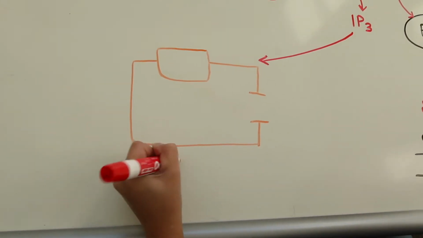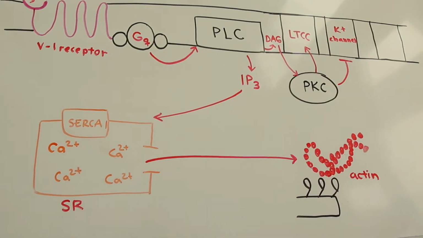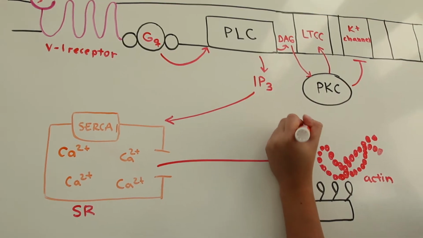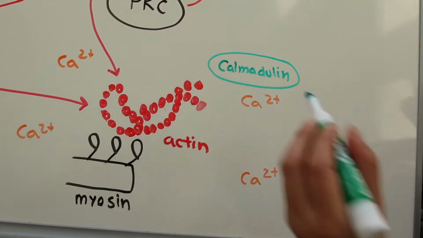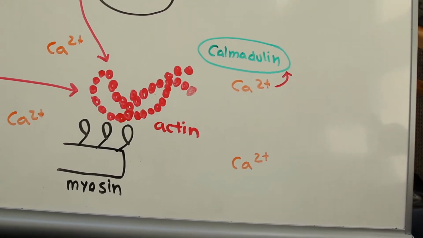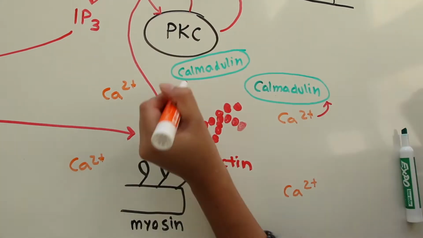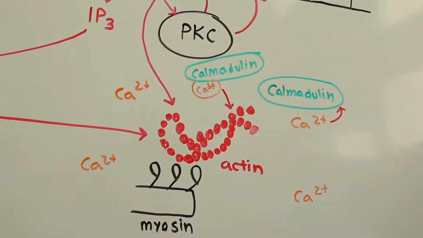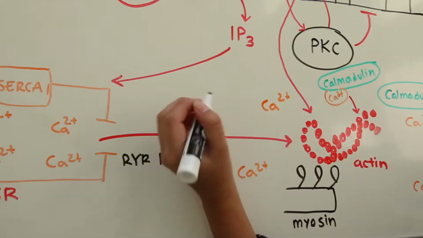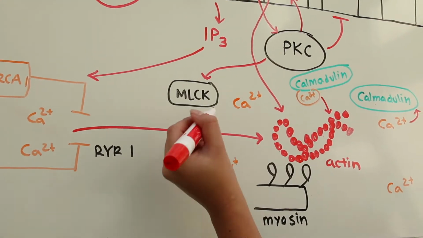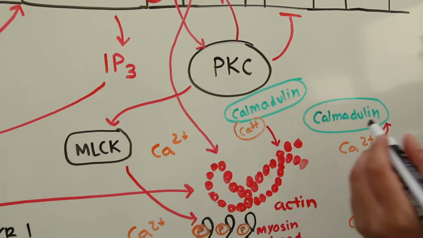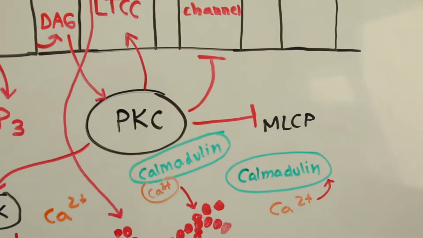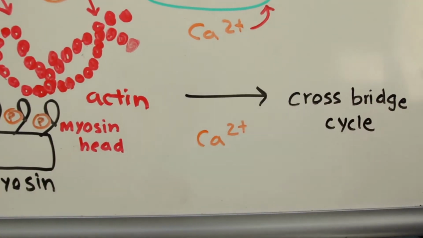IP3 goes to the sarcoplasmic reticulum and activates ryanodine 1, which allows the calcium stored in the sarcoplasmic reticulum to enter the cytosol. Cytosolic calcium ions then bind to calmodulin, forming a complex that will bind to caldesmon and actin, exposing the myosin binding sites. PKC will also activate myosin light chain kinases, which will phosphorylate the myosin heads and increase myosin ATPase activity. PKC will also inhibit myosin light chain phosphatase, which dephosphorylates the myosin heads.